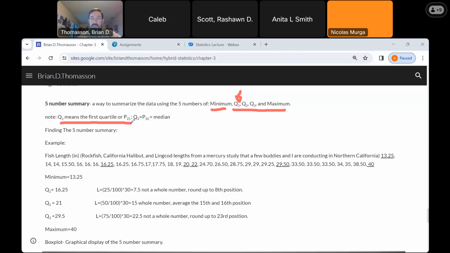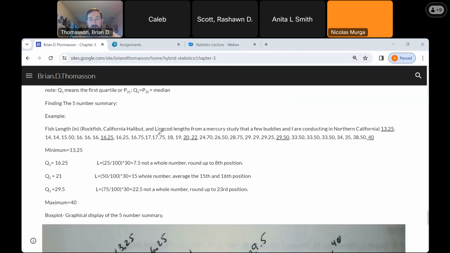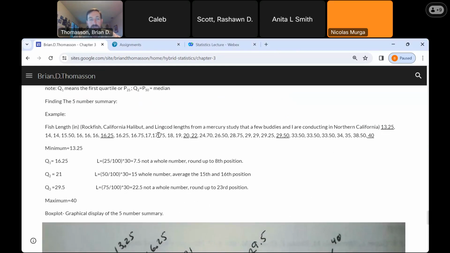Q2 is 50-50. Notice that there's three names for Q2. You have Q2, which is also P50, which is also the median. It's the middle number, half below, half above. Then, of course, Q3 is our 75th percentile, and then the max is the max. All right, so what we're going to do is take our fish lengths again and find these five number summaries.